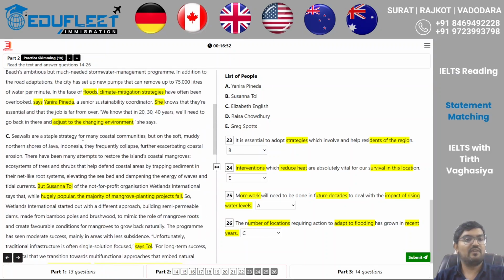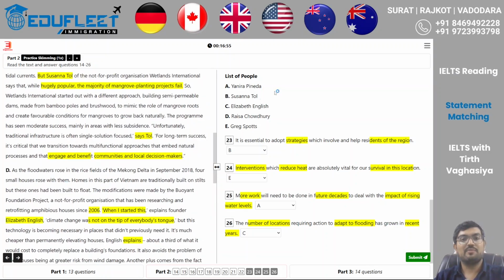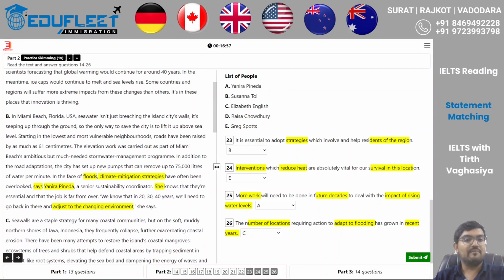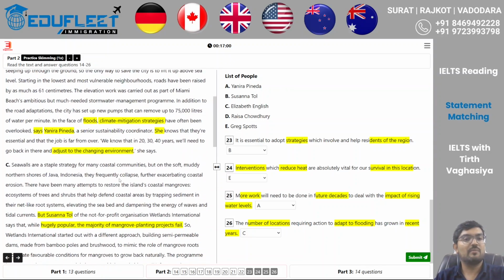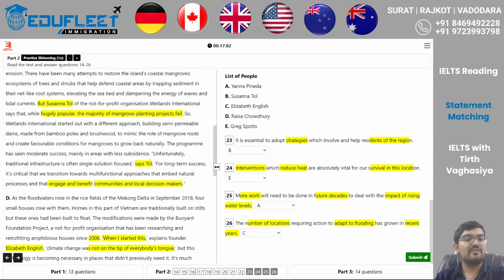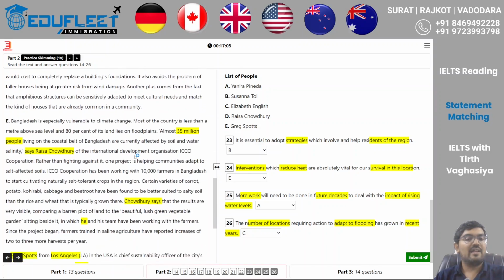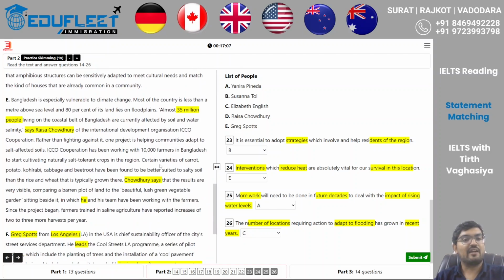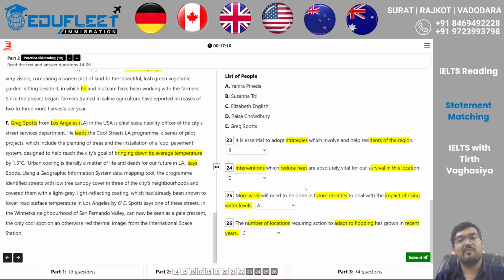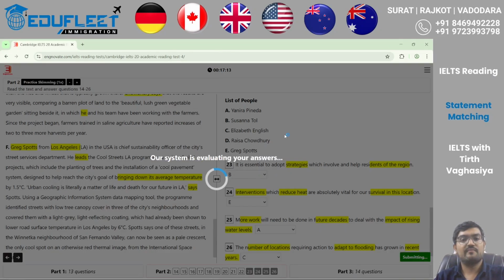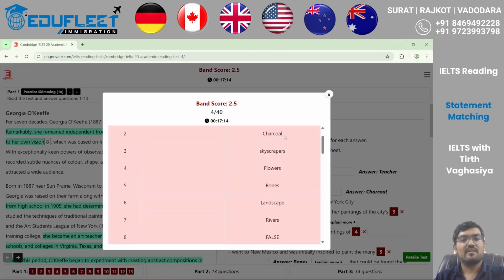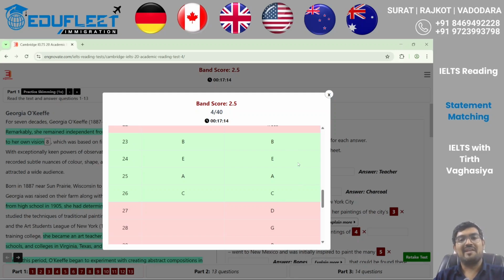What we have done is, first of all, we just highlighted those speakers. After highlighting them, we paid attention to single quote, double quote, or words like says, mentioned, told. And then we read the line around it and matched it with the mentioned statements. So let's check the score. Right, we got all four correct. Done. So this is how we have to do matching the statements.